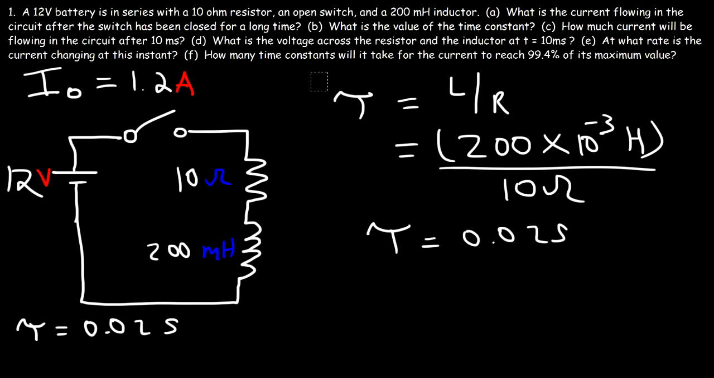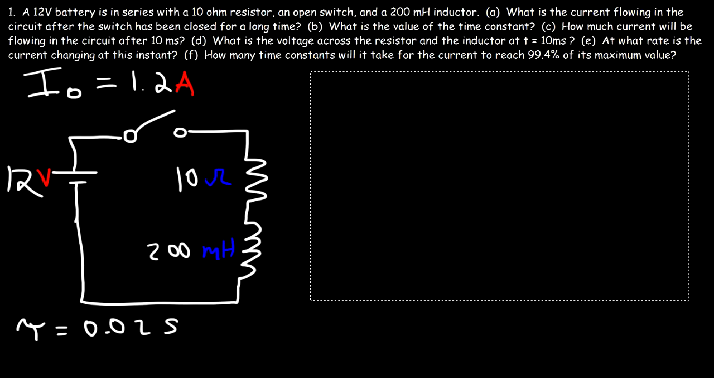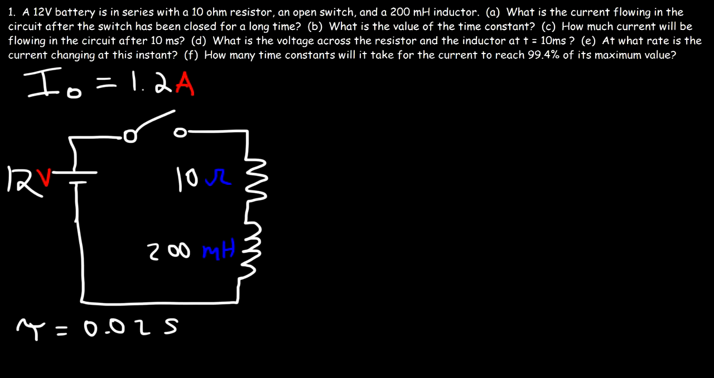Now, part C. How much current will be flowing in the circuit after 10 milliseconds? So after a time period of 10 milliseconds, what is the current? Now, 1 second is 1,000 milliseconds. So to convert 10 milliseconds to seconds, divide by 1,000. So 10 divided by 1,000 is 0.01 seconds.